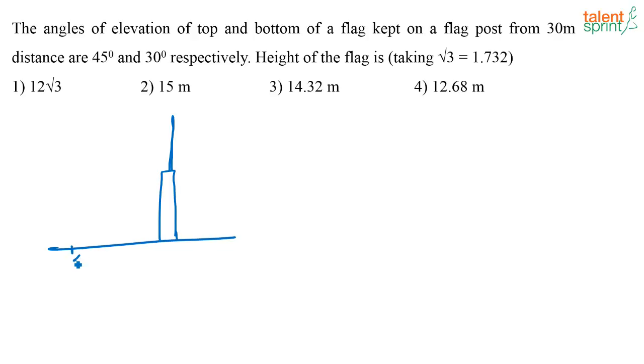So there is, at a distance of 30 meters, the angle of elevations are 45 degrees and 30 degrees respectively for the top and the bottom of the flag. So top of the flag angle of elevation is 45 degree, and the bottom of the flag the angle of elevation is 30 degree. You have to find out the height of this flag. This height you have to find out. So let us take this as h.